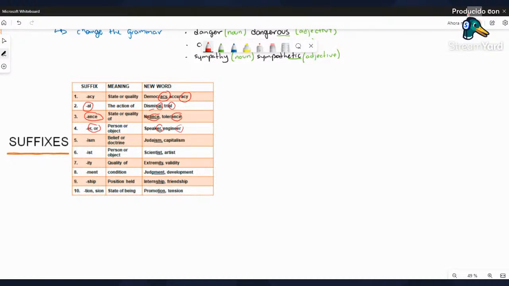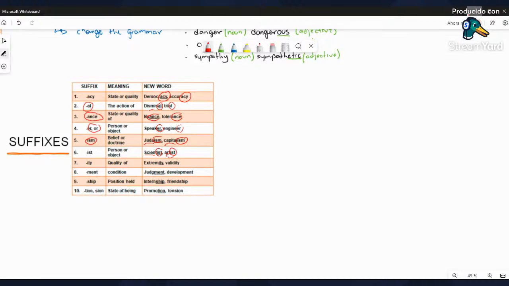When I add the suffix -ism, I'm saying that this is a belief or doctrine. For example, Judaism or Christianism or capitalism. So these are words that come from Judah, or Jew in this case, or here the capital, the most important. When I add -ist, I'm saying that it's a person. For example, from the word science, you can get scientist, the person who practices science. And an artist is a person who practices art.